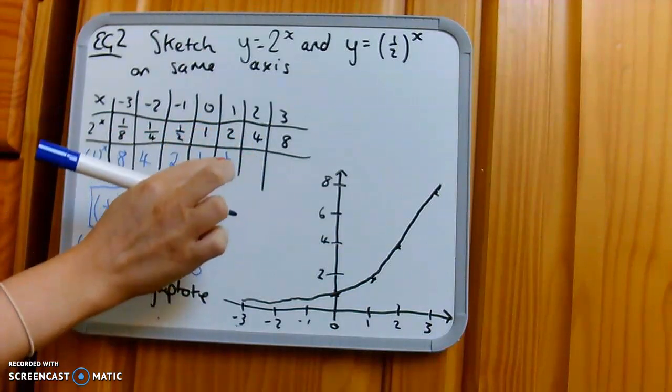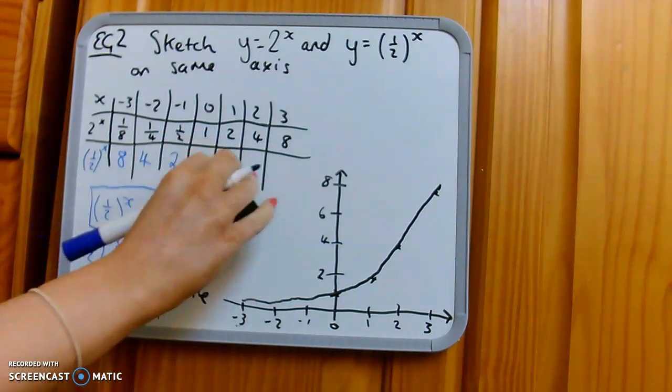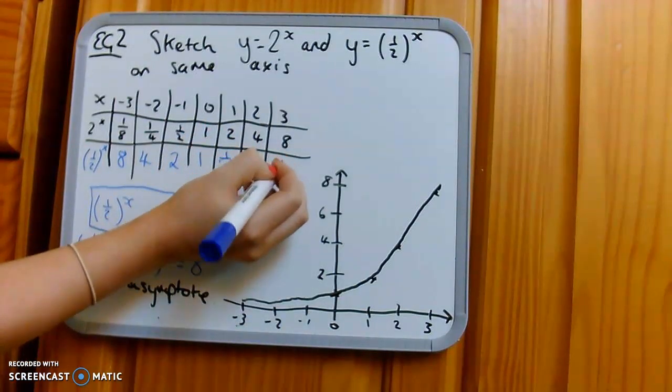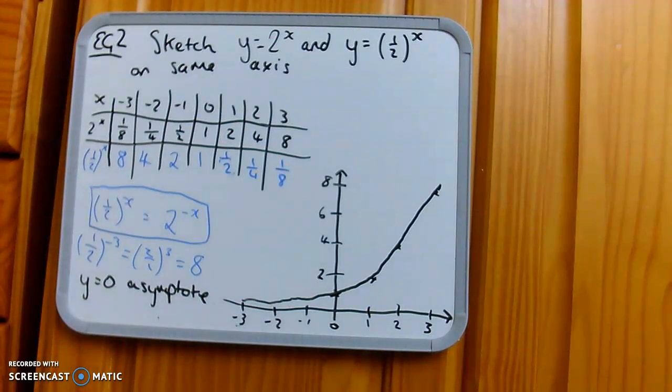Oh gosh, not very good. Messing up like I usually do. A half, and then a quarter, and then an eighth is a half to the power of 3.